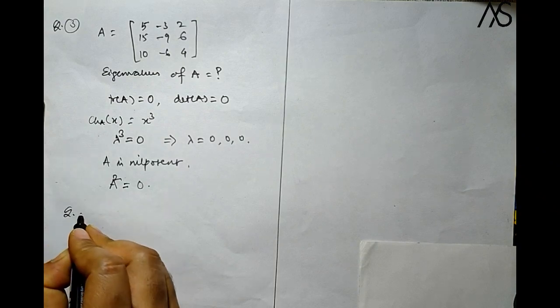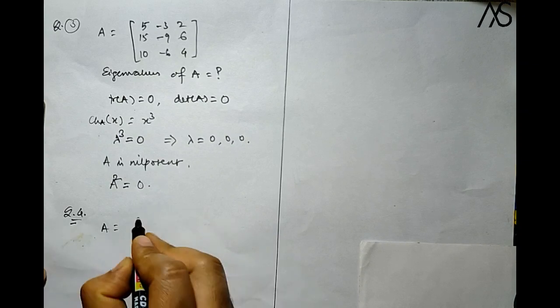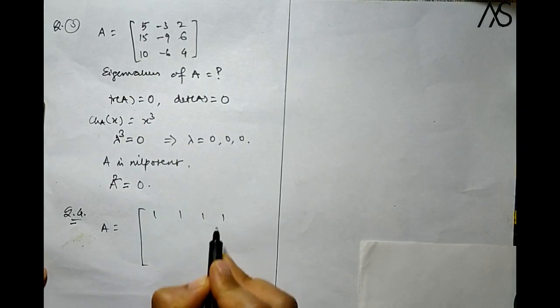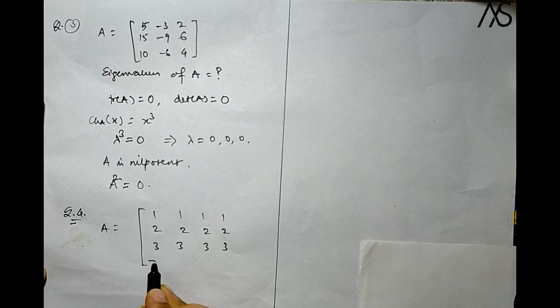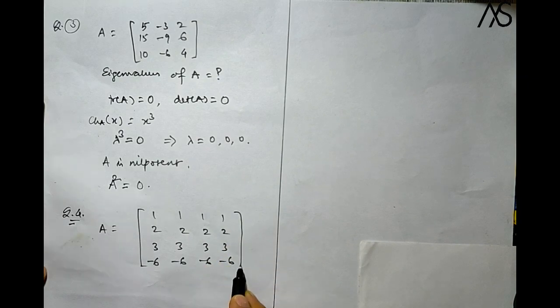सो क्वेश्चन नंबर नेक्स्ट. सपोज A इक्वल्स टू एक मैट्रिक्स ले लेते हैं 4x4 का 1 1 1 1, 2 2 2 2, 3 3 3 3, और -6 -6 -6 एंड -6. ओके, सो इसमें पूछ सकता है वो क्या A nilpotent है, ठीक है.